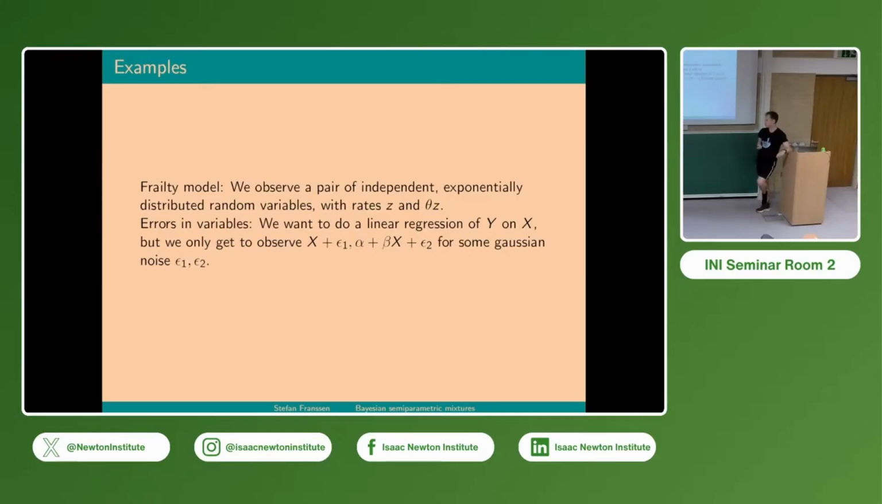Another option is to have errors in variables. So we want to do a linear regression of y, that's our random variable of interest, and we want to have some x of covariates, but we do not get to observe this x exactly. We only observe them with some Gaussian noise. So these are the two main models that I will apply my research to.